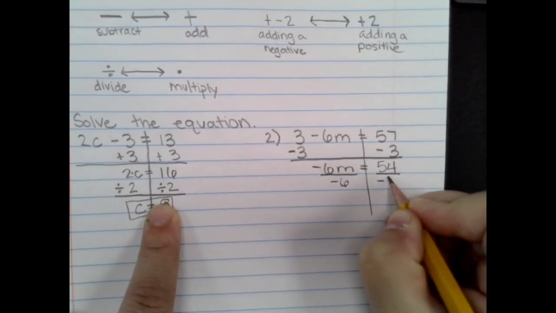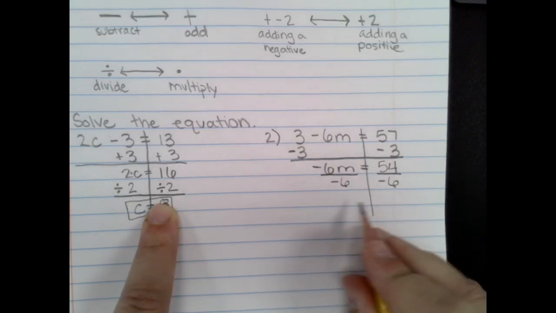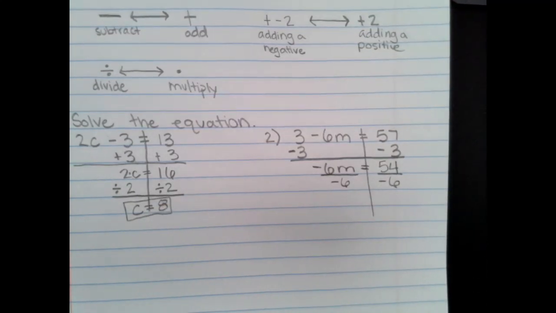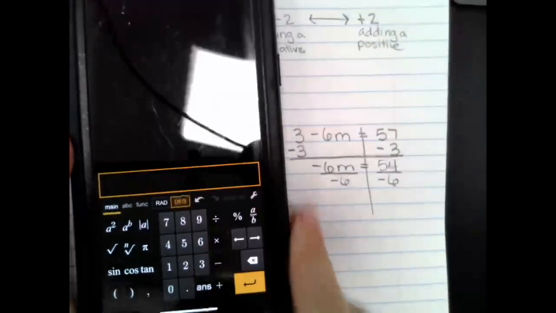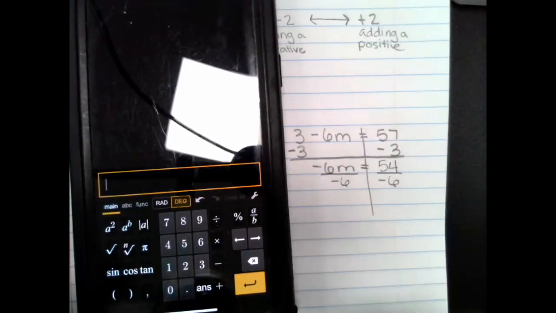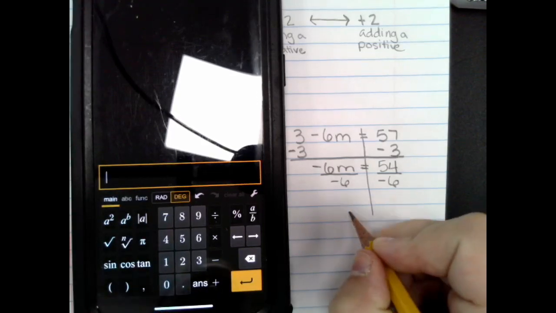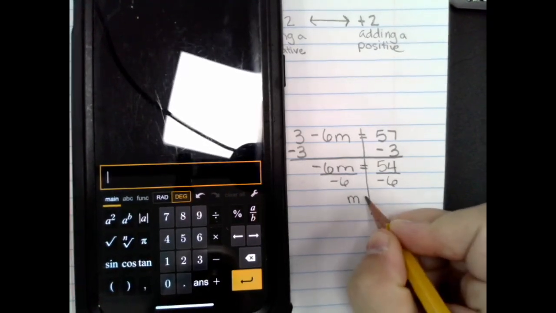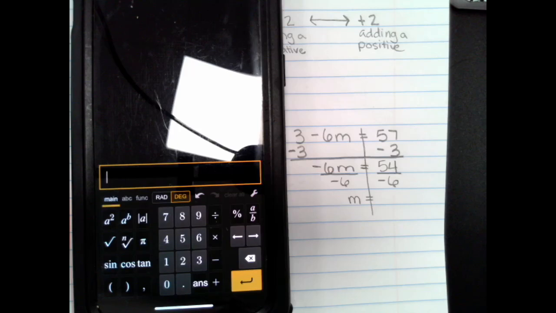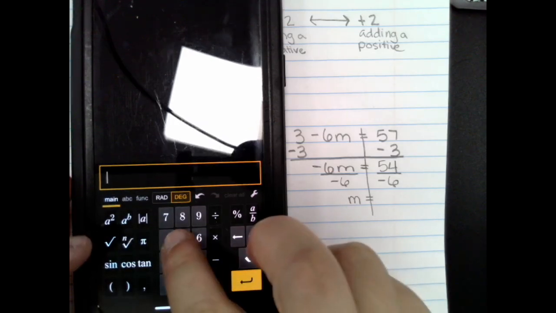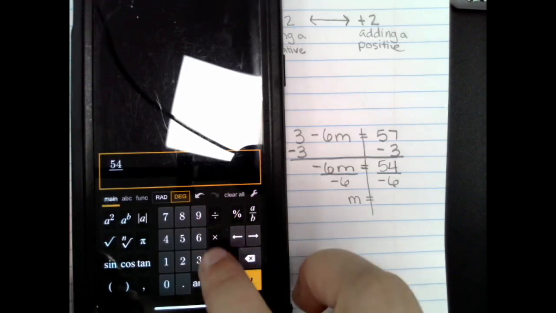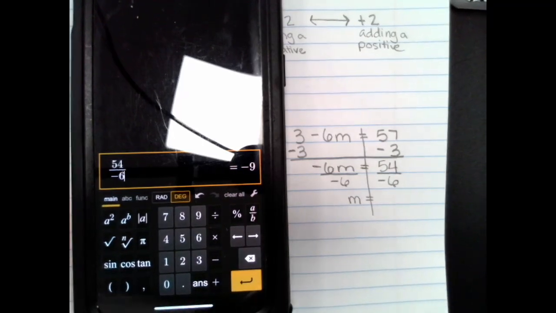However you want to show your work is great. In the quick check, it's going to be a drag and drop. So your quick check will show it with this dividing sign, because that's just the way I got to do it. All right, negative 6 divided by negative 6 is 1. So I'm left with just m. The whole goal is to undo things. 54 divided by negative 6, negative 9.